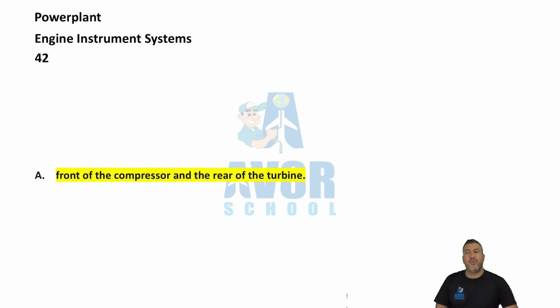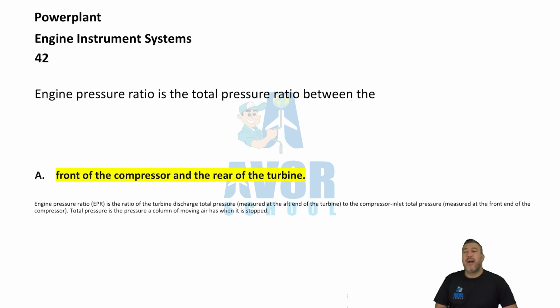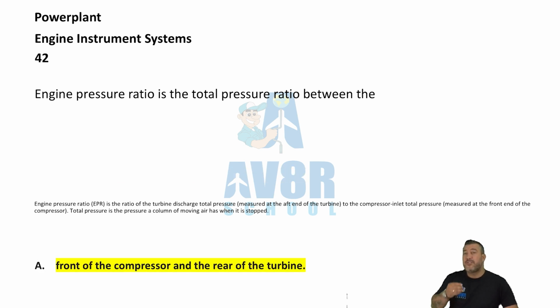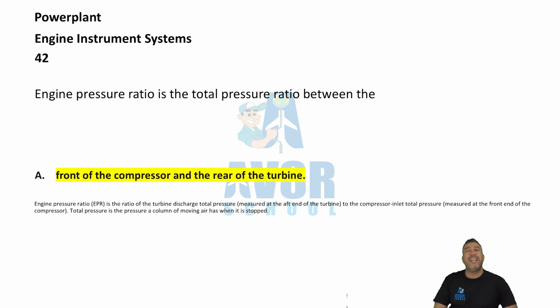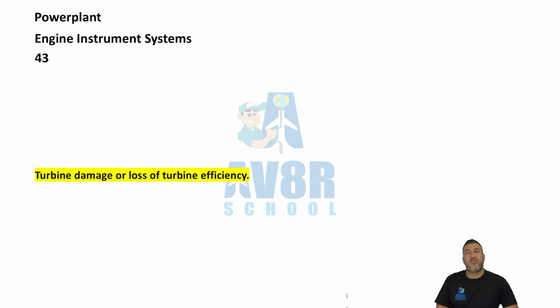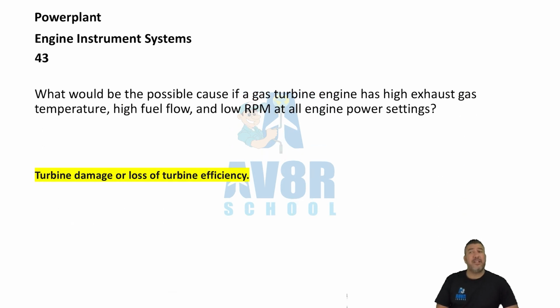Number 42. All right, so front of the compressor and rear of the turbine. So engine pressure ratio is the total pressure ratio between the front of the compressor and the rear of the turbine.